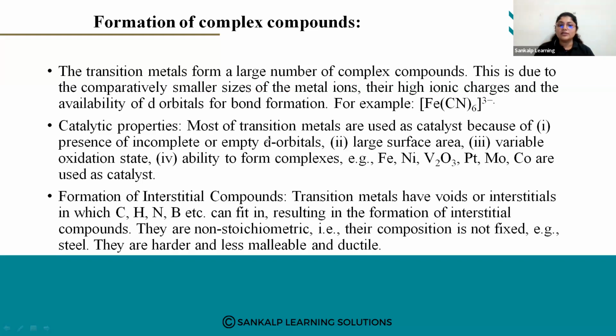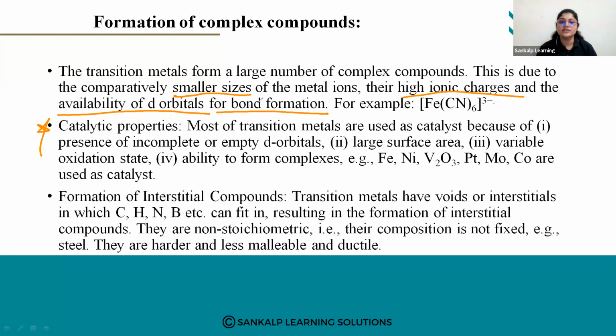Smaller size, then high ionic charges and availability of d orbitals for bond formation. So these are the 3 points you need to remember for the formation of a large number of complex compounds. Why do transition metals form a large number of complex compounds? So these are the 3 important points.